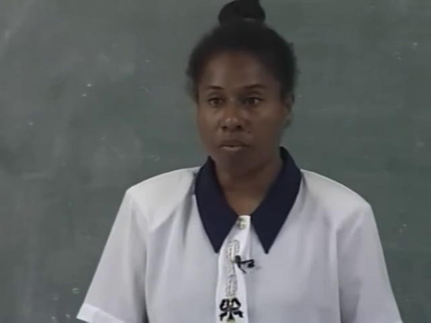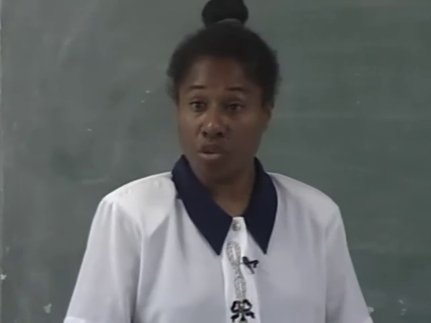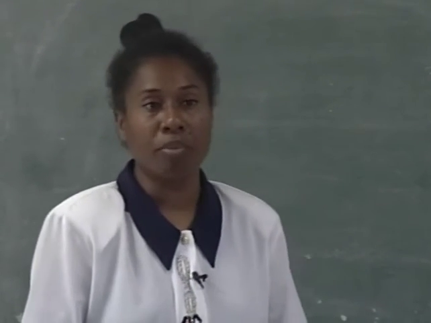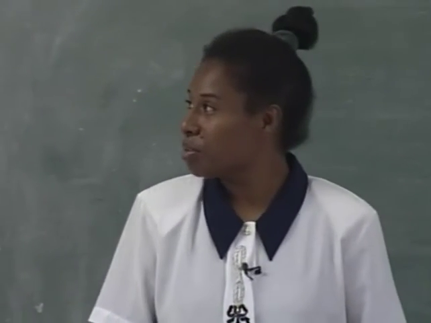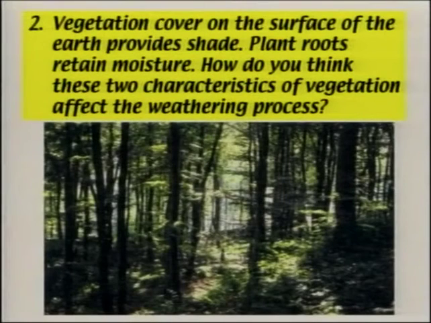Those then are looking at how plants and animals can assist in the breaking up of rocks. So for all of those we have covered, you should be able to explain how they can contribute to the breaking up. Well done. We look at question 2. Doreen, will you be able to explain now question 2 or give us the answer for question 2? The question reads, vegetation cover on the surface of the earth provides shade. Plant roots retain moisture. Those are the two characteristics. And how do you think those two characteristics of vegetation affect the weathering process?